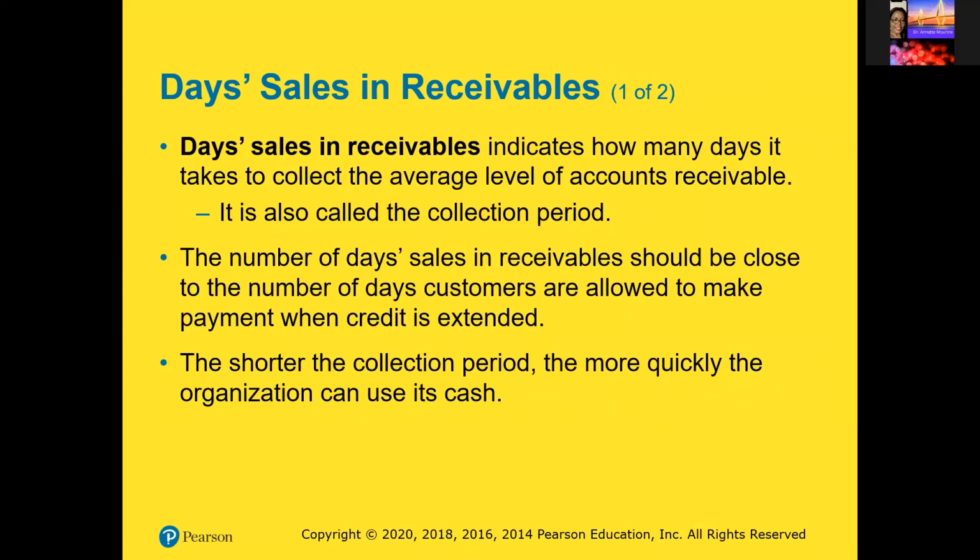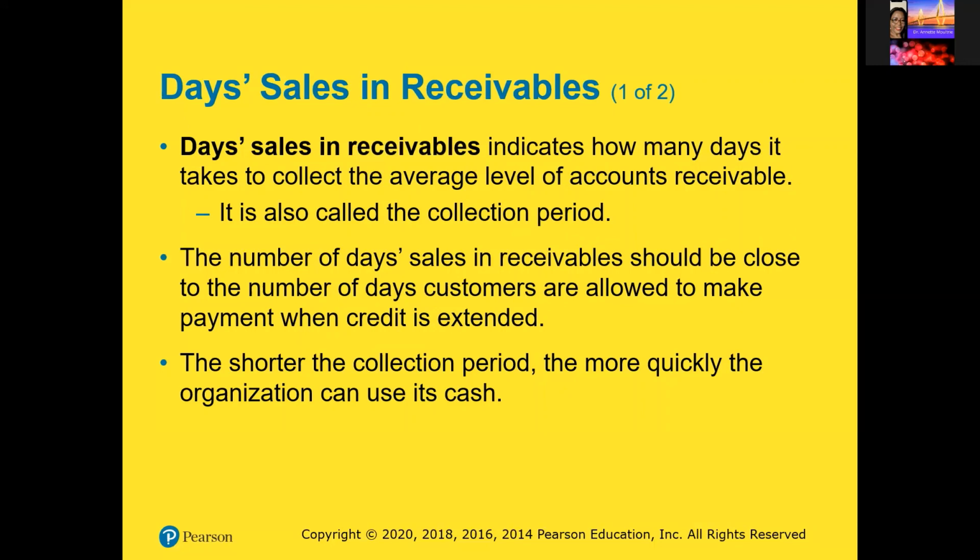The days sales in receivables is the ratio of average net accounts receivable to 1 day's sales. The ratio tells how many days it takes to collect the average level of accounts receivable. The length of the collection period depends on the credit terms of the sale. For example, sales on net 30 terms should be collected within approximately 30 days, right?